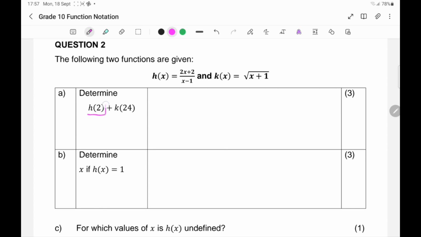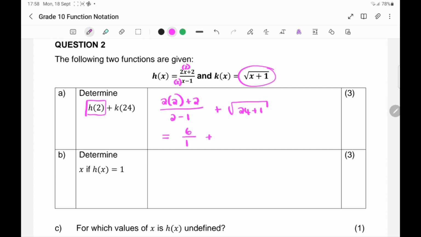So h of 2, which means for every x value, we need to go and replace it with a 2. Okay, so 2 times 2 plus 2 over 2 minus 1, and then I need to add it to k of 24. So over here, the x must become a 24, which will then give you 2 times 2 is 4, 5, 6 over 1, plus 24 plus 1 is 25, and the square root of 25 is 5. So your answer is 11.